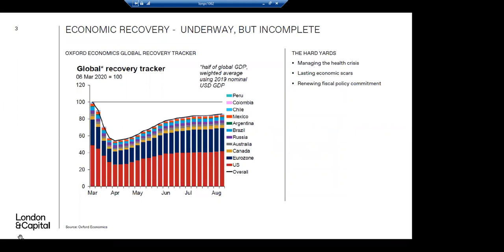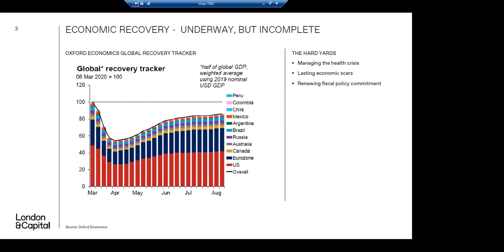And finally, in terms of the recap, this is a recovery tracker that Oxford Economics produced. It's just for 50% of the global economy, with some key countries missing, so China, Japan and the UK. But overall, it gives you the feeling that we are 80% there when we look at things like mobility, output and consumption, all of the things that send us back to normal in terms of the recovery. But clearly it's incomplete, and arguably the last 20% is where we're going to have the difficulties.